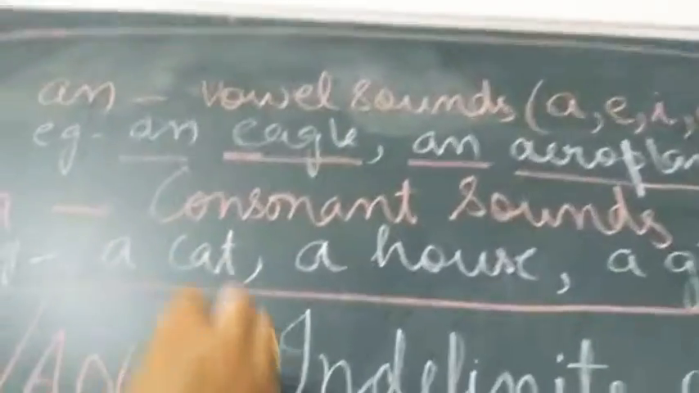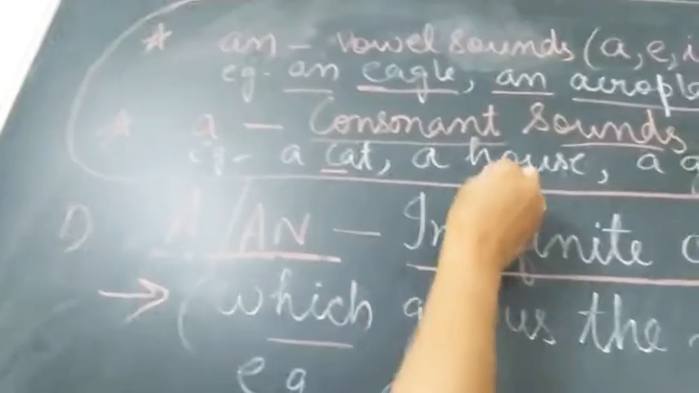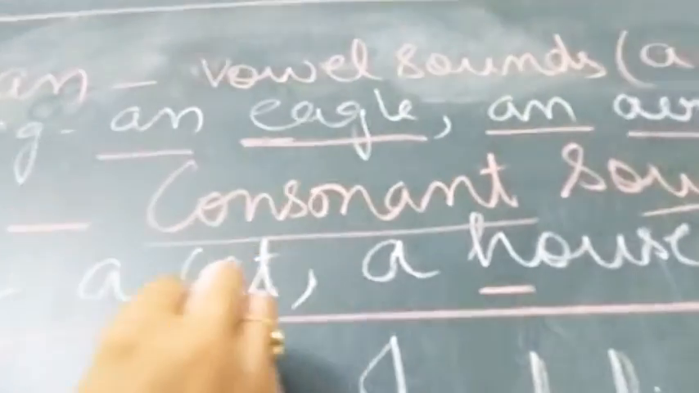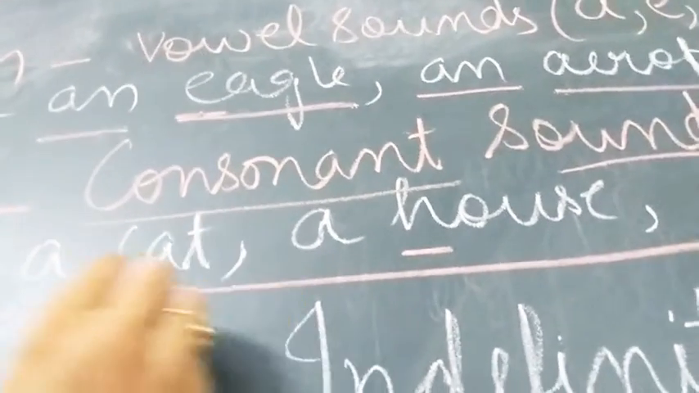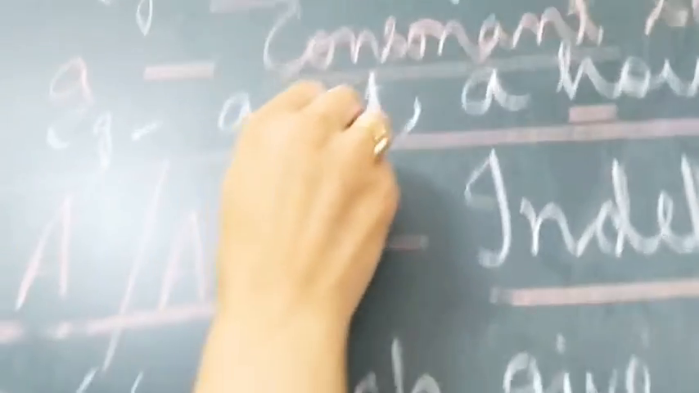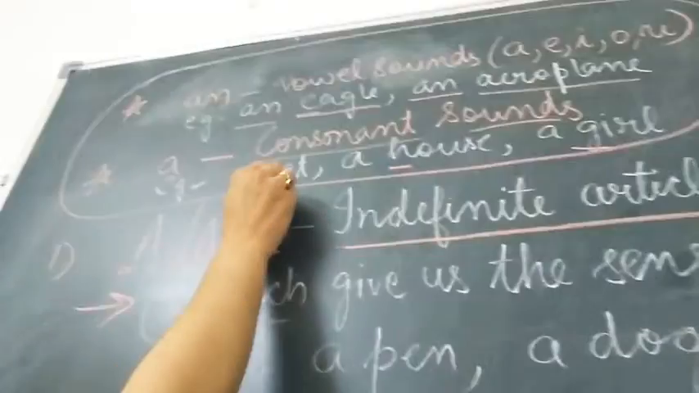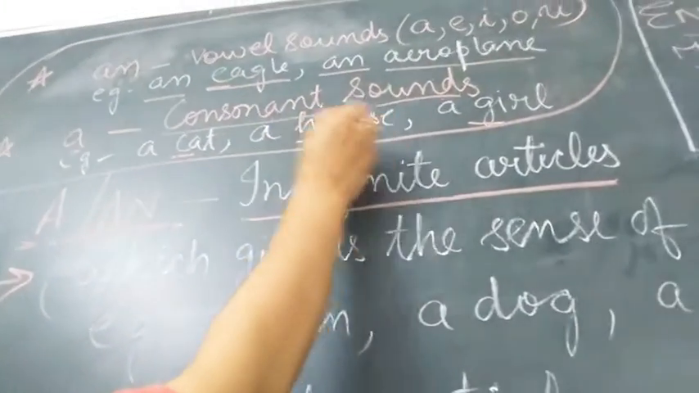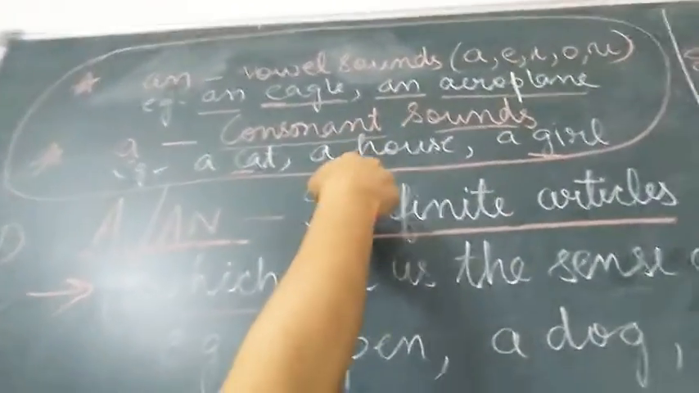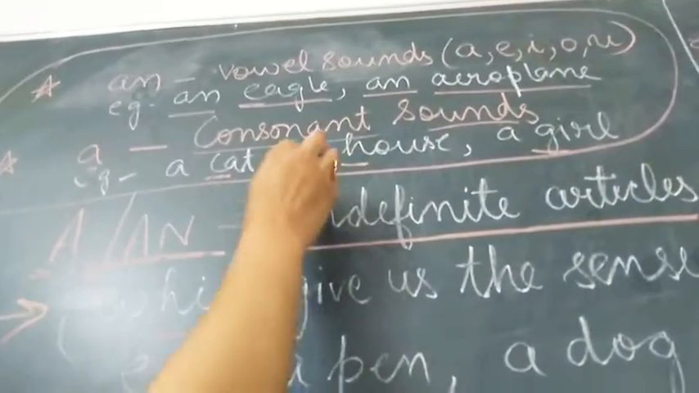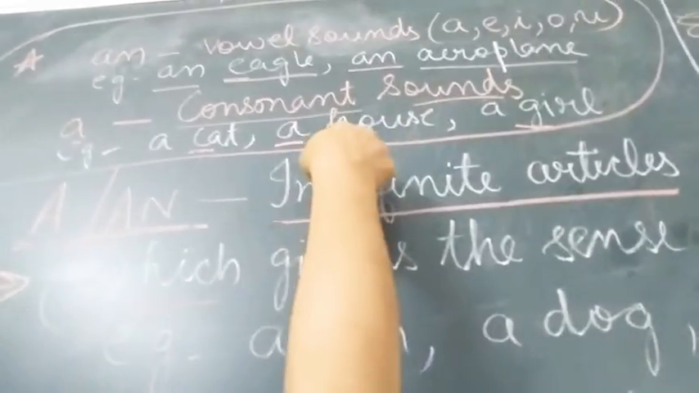A is used before those nouns which give us the consonant sounds. Okay, those nouns which start with consonant letters, like here I have taken some examples. A cat. Now cat, you can see C-A-T. C is giving us the sound of K. K is not a vowel sound. K is a consonant sound, right? Same way here, house. H is a consonant and it is also giving us the sound of a consonant. So we have used a in front of house.